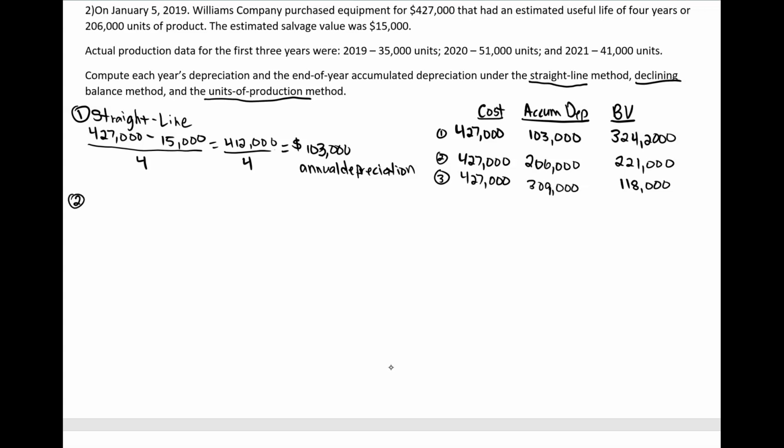Okay, the second one we're going to look at is units of production. It's going to start off similar. We're going to take the cost minus the salvage value, just like we did with straight line. But instead of dividing it by years, we're going to divide it by how many units they think they're going to produce in the 4 years, and that's 206,000.